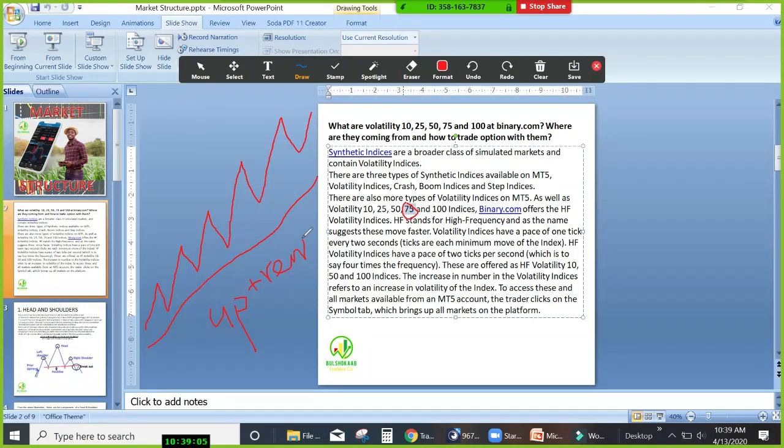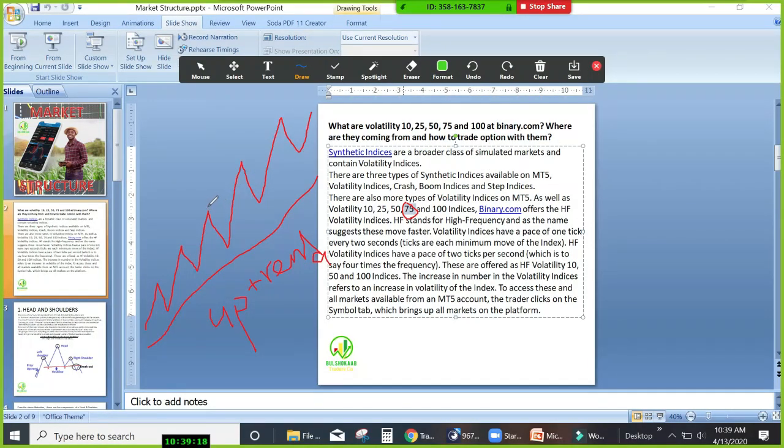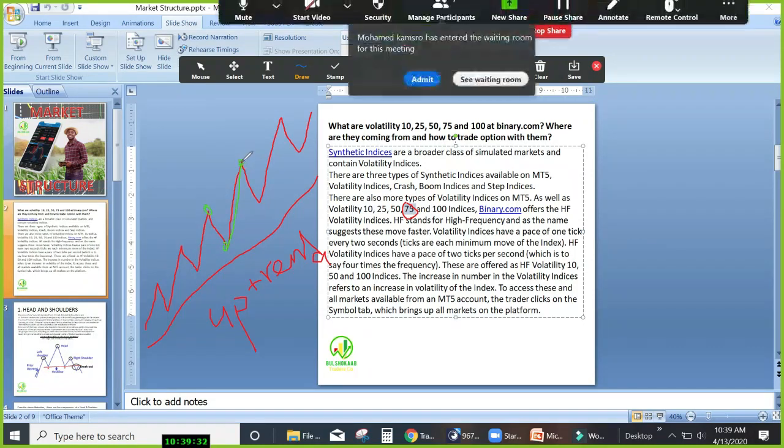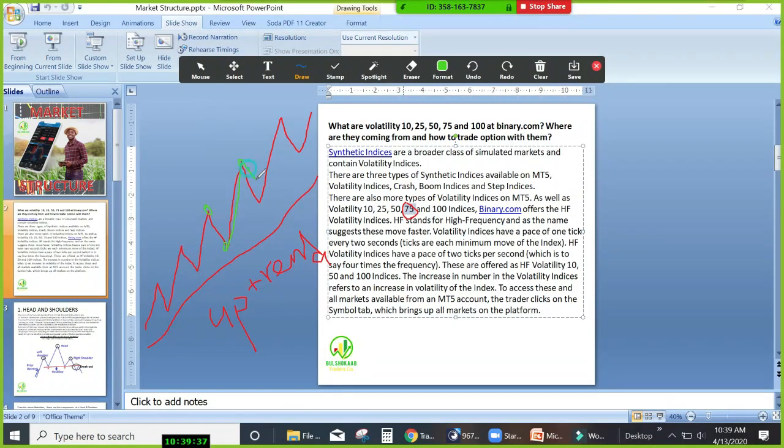It's always uptrend. So we need to find the behaviors of 75. It's always uptrend, but we sometimes can have sell or buy. In here, we have some decrease or increase. In here, we have decrease. And in here, we have increase. And in here, we have decrease. Okay. In here, we have decrease.